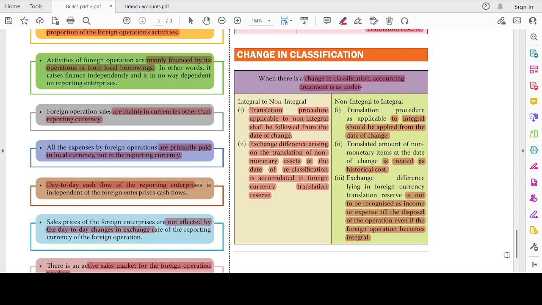So with this, all the concepts and branch accounts have been discussed in detail. So you can try the sums. If you have any doubts on any sums, you can post them in the comments.